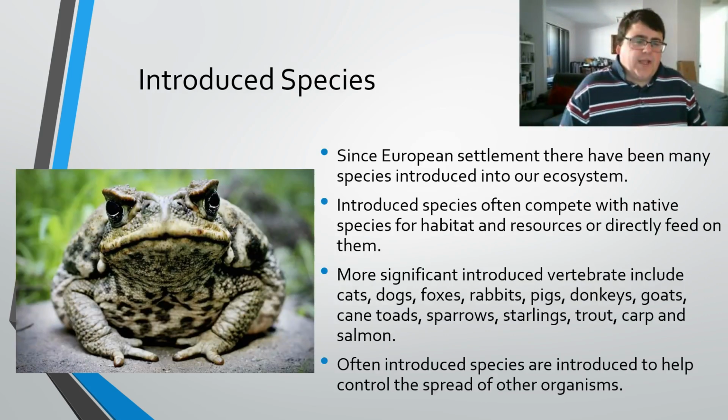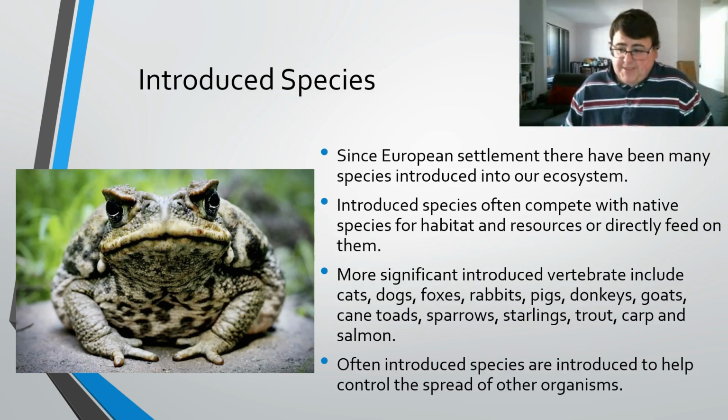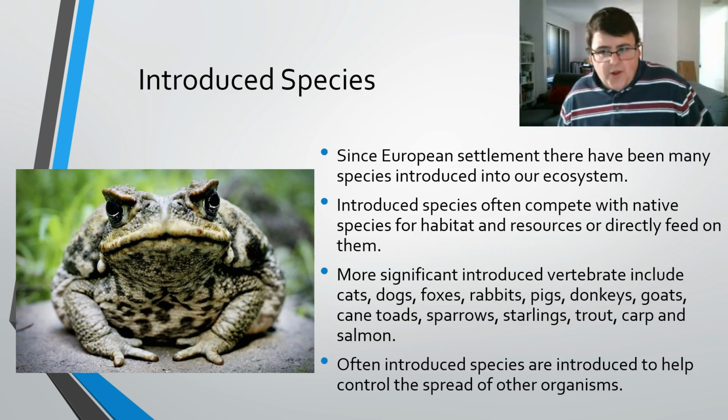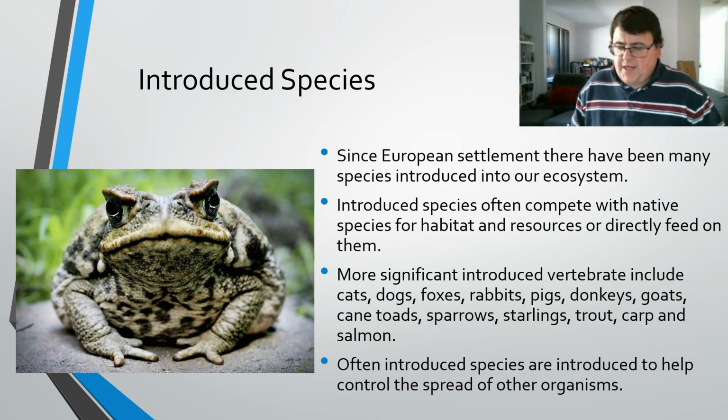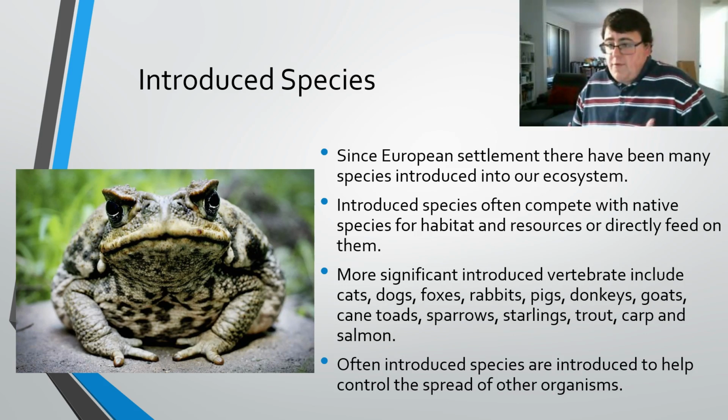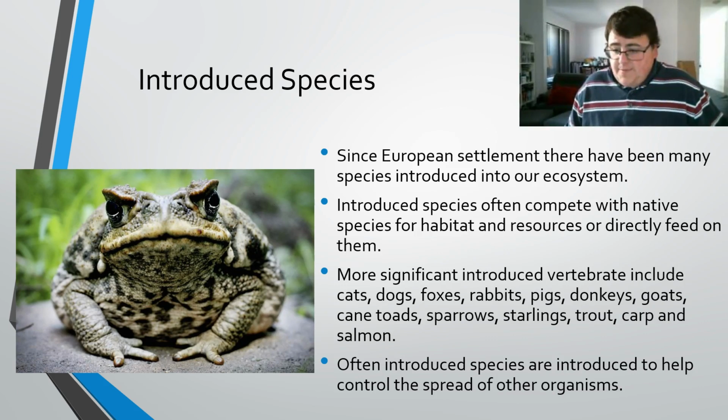But that also leads us on to the topic of introduced species. Since the European settlement of Australia, there have been many species introduced to Australian ecosystems. And while we think, oh fantastic, that fits the Gaia theory, we're having more species in our ecosystem, it has the opposite effect. Those introduced species are competing with our native species for habitats and resources, and therefore removing chances for those animals to survive.